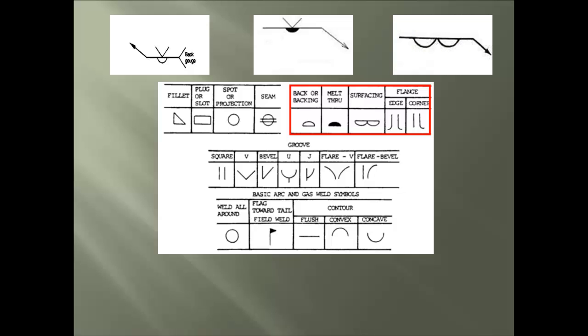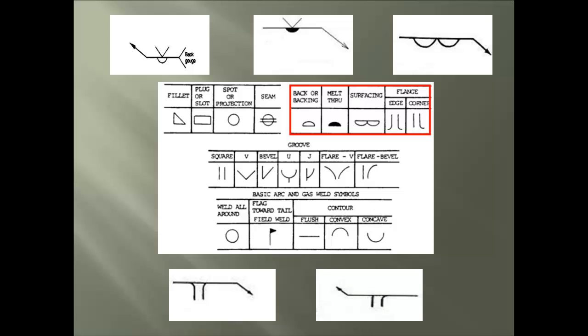Here is the surfacing, which is used to build a protection on things such as dirt moving equipment buckets or blades. And lastly in this group are two different weld symbols. The first is the edge flange groove, which is usually a corner on a bent plate welded to another corner of a bent plate. And second is the corner flange groove, which is found when a corner of the bent plate is welded to a flat plate.